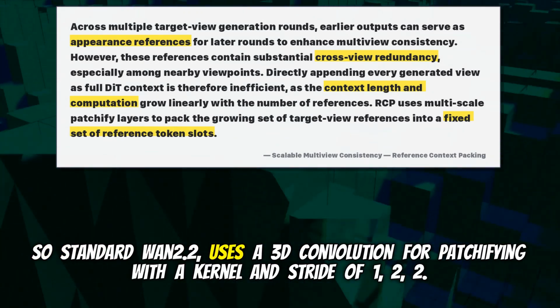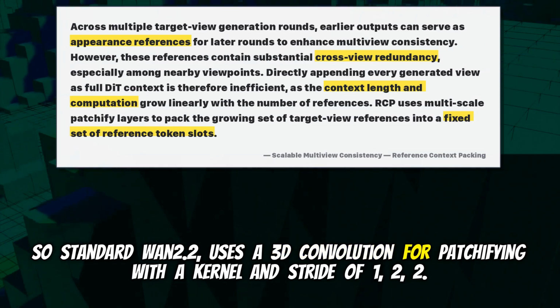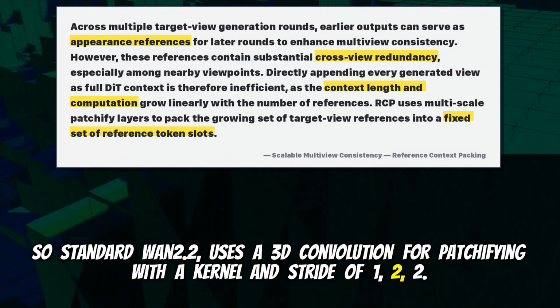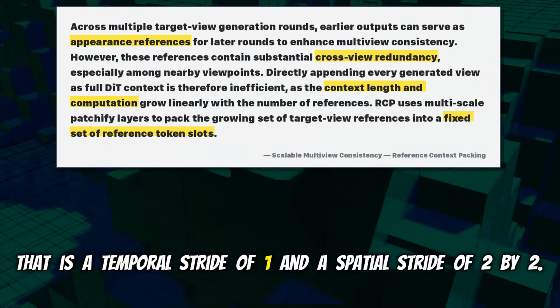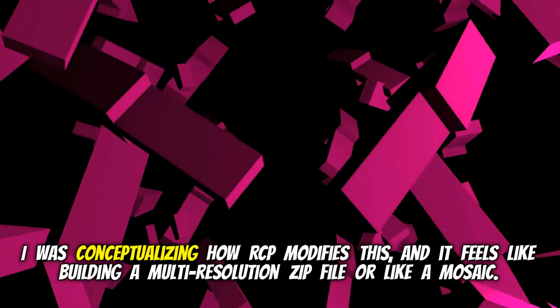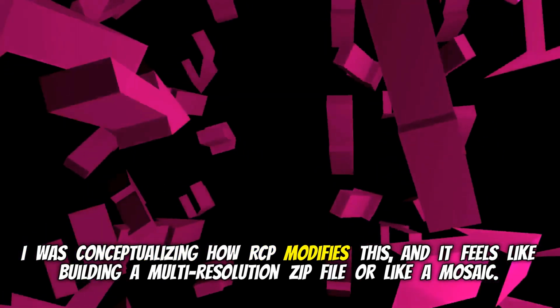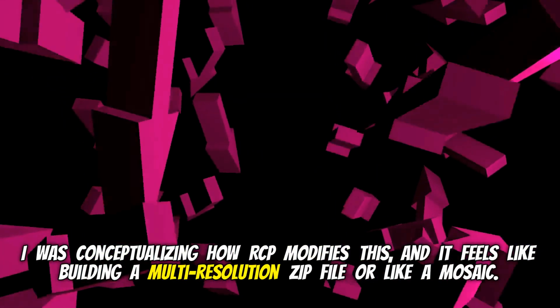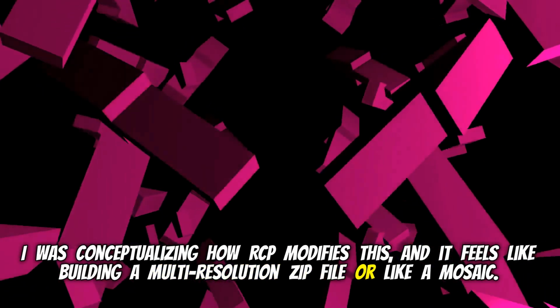So standard WAN 2.2 uses a 3D convolution for patchifying with a kernel and stride of 1, 2, 2, that is a temporal stride of 1, and a spatial stride of 2 by 2. I was conceptualizing how RCP modifies this, and it feels like building a multi-resolution ZIP file, or like a mosaic.